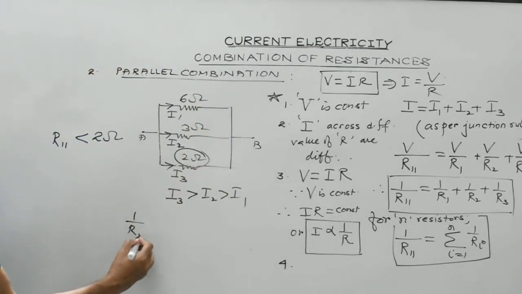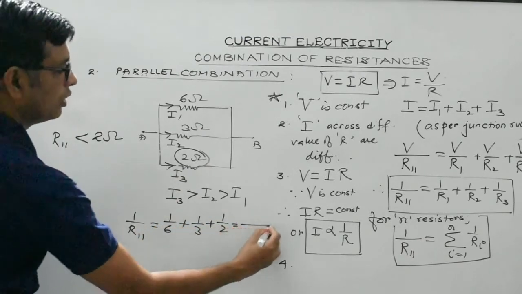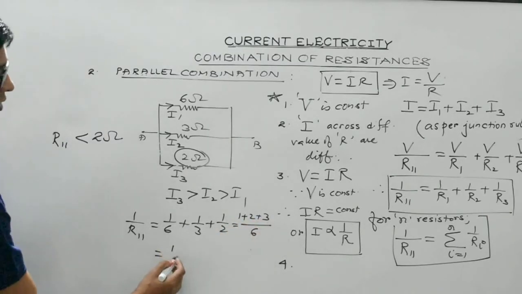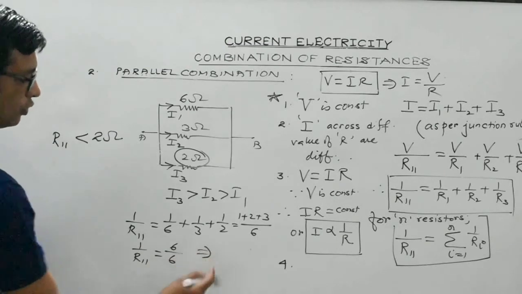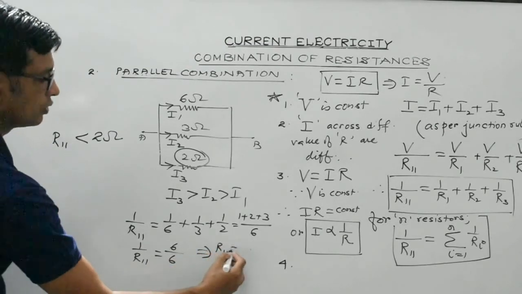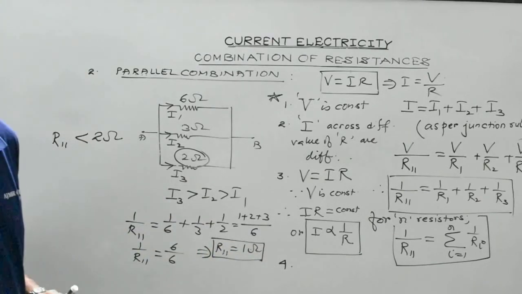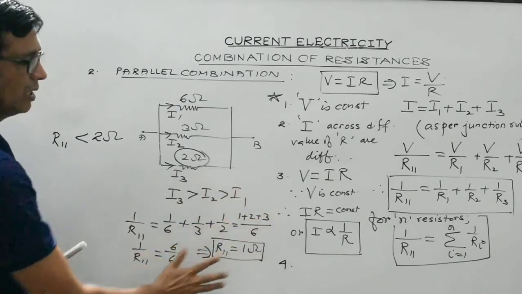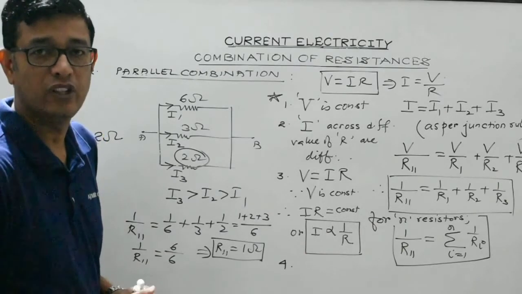So 1 by R parallel will be equal to 1 by 6 plus 1 by 3 plus 1 by 2. So 6 can be taken as LCM, so 1 plus 2 plus 3. So what do you get? 6 by 6, that is 1. Therefore, in the last step, don't forget to take the reciprocal. So it will be equal to 1 ohm, which is less than that of 2 ohm. Clear, students? And these calculations can be done verbally as well, without doing any sort of written calculations, right?